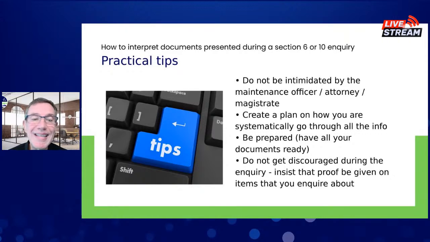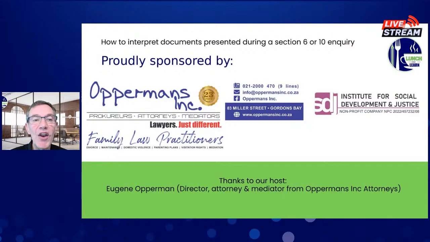Lastly, do not get discouraged during the inquiry because it seems like a daunting task. It's so much that you have to go through. Remember that you're doing it for your child. It is for the benefit of the children. It's in the best interest of the child that you go through this process. And insist on proof. If they make an allegation, the golden rule of evidence is that someone who alleges something needs to prove it and have the backing to prove it up. That is, in short, the practical tips on how to present and interpret the documents during a Section 6 or 10 inquiry.